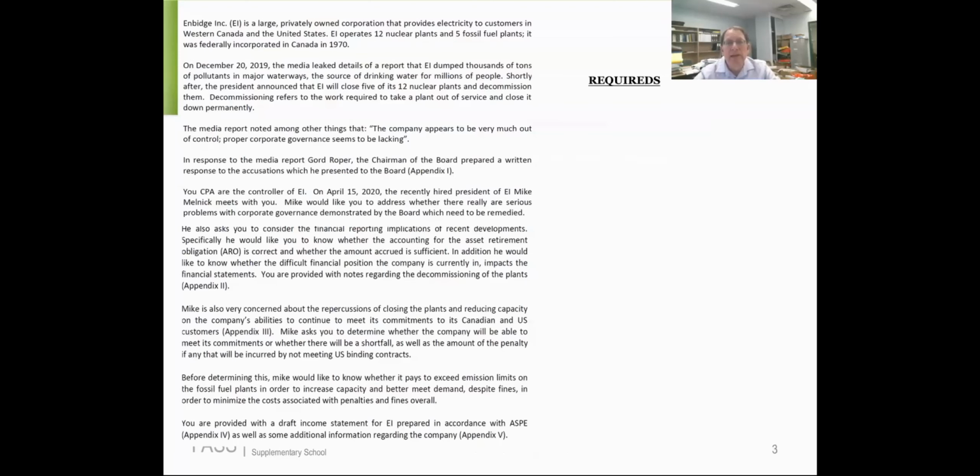Okay, let's pull out the requireds. They're all very directed. I think people should have got these. Beginning in the 5th paragraph on the first page, Mike would like to address whether there's serious problems with corporate governance demonstrated by the board, which needs to be remedied. Fine. So we've got governance. He wants to know if there's problems, you're going to have to explain the problems and suggest remedies. Okay, we have a governance required.